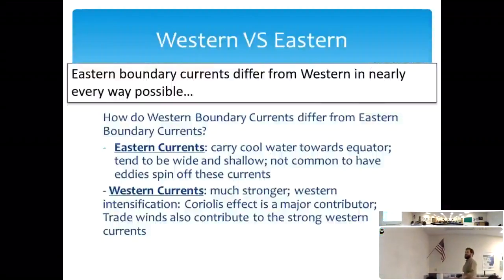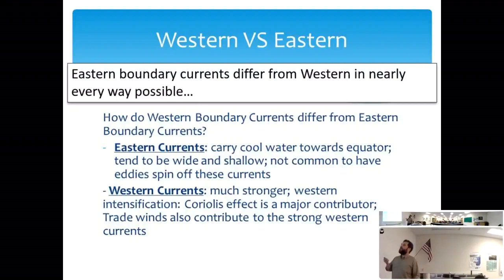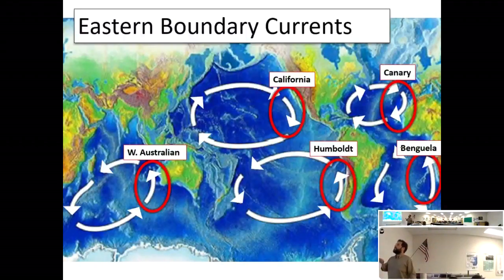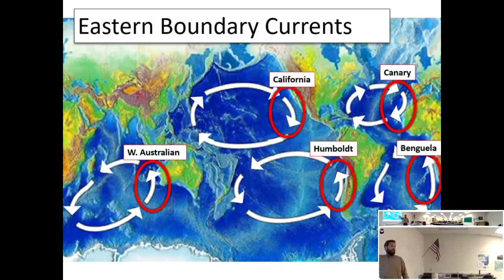So eastern boundary currents. So we have western boundary currents. Now we have eastern boundary currents. These are things like the California Current, the Canary Island Current, the Benguela Current over here in the South Atlantic. Another very important one is the Humboldt Current that goes off the coast of Chile. That's very important for, like I said, the fisheries there. It's very important for sustaining the fishing economies there. Humboldt Current and the West Australian Current.